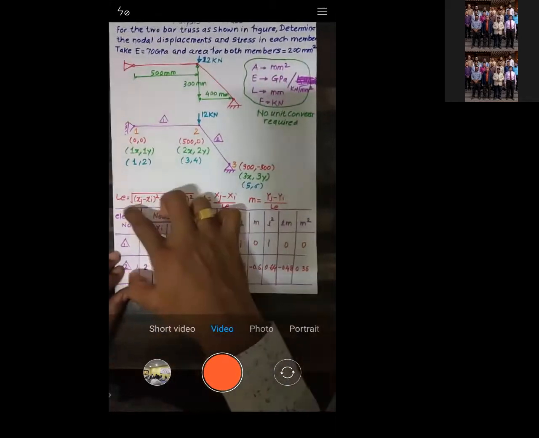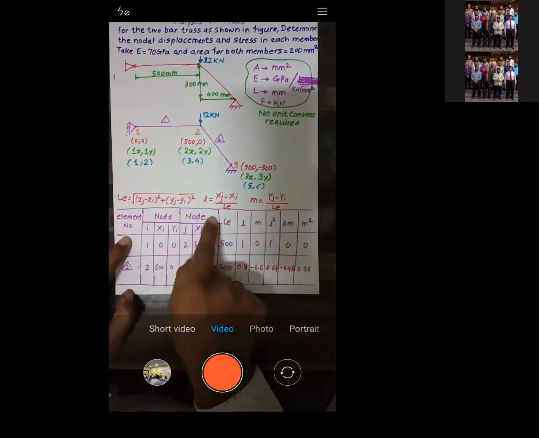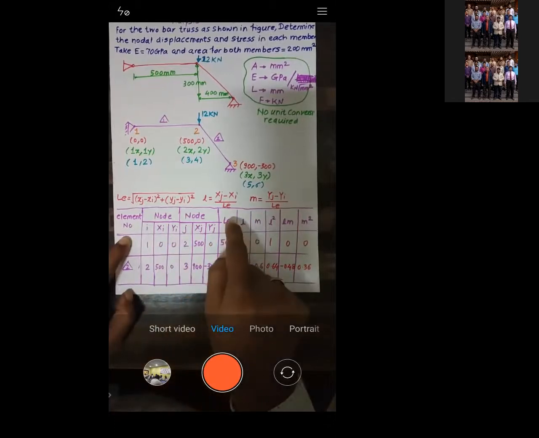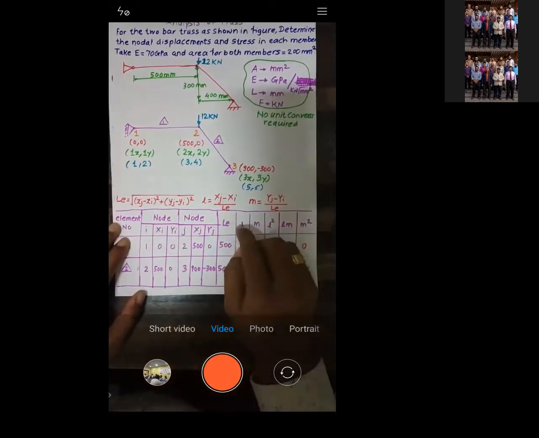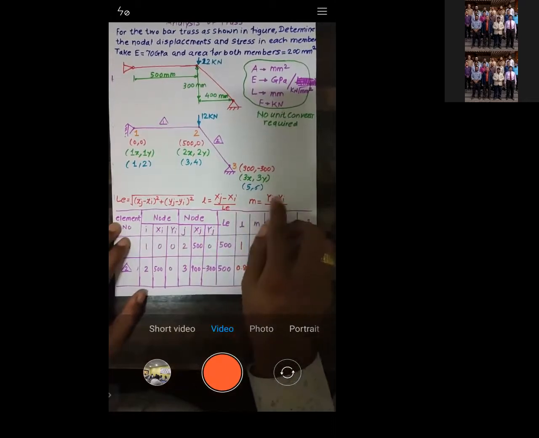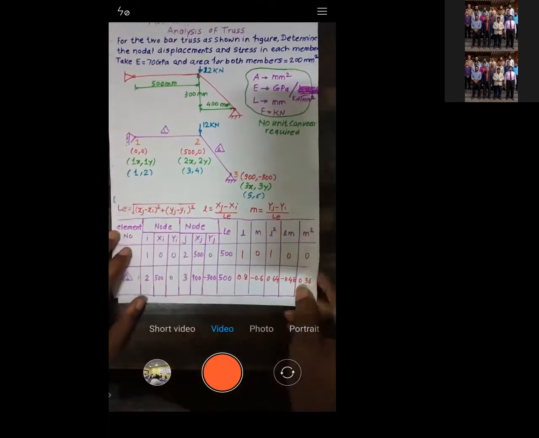Then we formulated this table. Every element will be between 2 nodes, and every node will have x and y coordinates. Then we wrote the length of the element. Then we calculated L as (xj minus xi) by Le, and M as (yj minus yi) by Le. Then we took L square, then multiplied L by M, and then took M square. So this table we formulated in the last lecture, right?